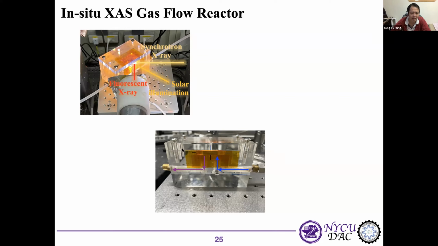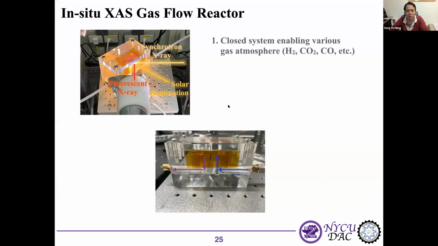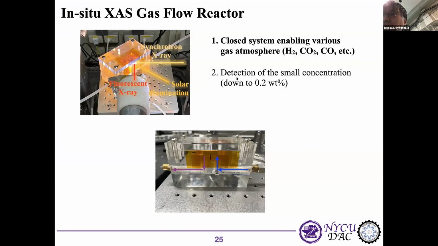I designed this reactor because I can accumulate the absorbed amount of the catalyst. That's why I can detect the small concentration. Because I can increase the thickness, I can increase the total amount of the catalyst the light will transmit through. Yeah.